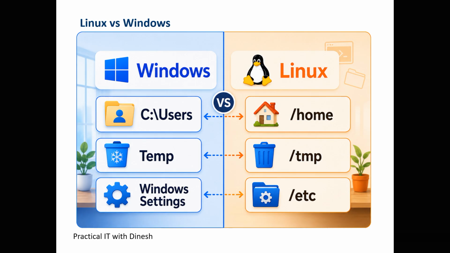This slide shows the comparison between Linux and Windows. For example, in Windows, the directory C:\Users is equivalent to /home in Linux. The Temp directory in Windows is equivalent to /tmp in Linux. Windows settings is equivalent to /etc in Linux.